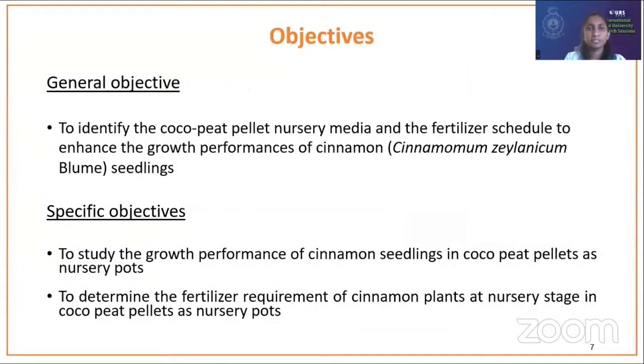Objectives. The general objective is to identify the cocoa peat pellet nursery media and fertilizer schedule to enhance the growth performance of cinnamon seedlings. The specific objectives are to study the growth performance of cinnamon seedlings in cocoa peat pellets as nursery pots, and to determine the fertilizer requirement of cinnamon plants at the nursery stage in cocoa peat pellets as nursery pots.